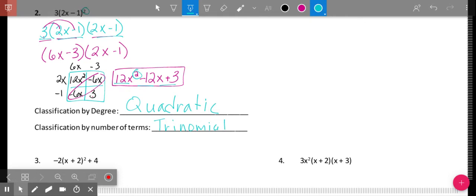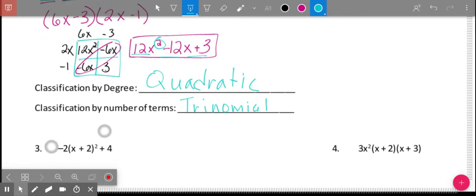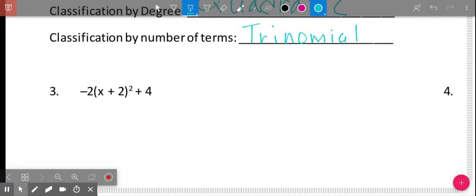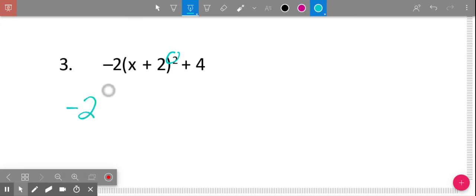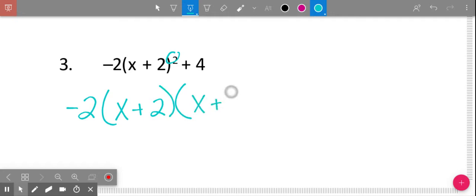All right. Looking at number 3, this number 3 takes the first and second problem that we did and combines them into one problem. So instead of having one extra step, there's 2 little steps that we have to do first. Like always, the very first thing I have to do is expand. So I'm going to rewrite my problem as negative 2 times (x plus 2) squared, or (x plus 2) times (x plus 2), plus 4. That's always the very first thing you have to do, okay? No matter what, first thing you have to do if you can is expand it.